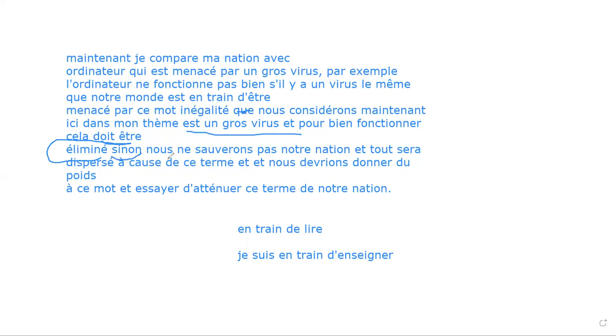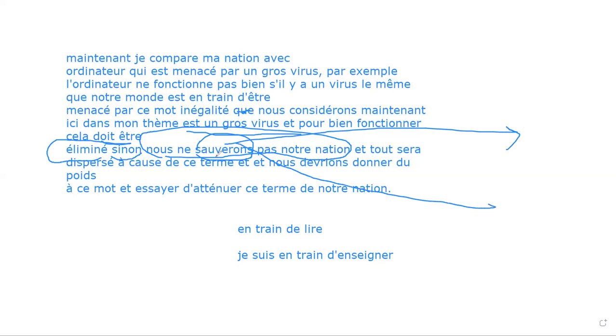Sinon, otherwise, nous ne sauverons pas notre nation. We will not save. Sauverons, this is the future tense, RON, RONS. Nous ne sauverons pas notre nation. We have sauvé, sauver, sauverons. We will not save our nation.